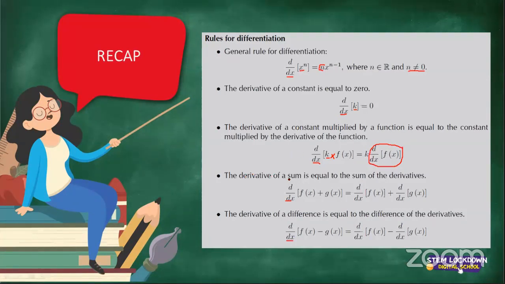And then we also have the derivative of a sum. If you have two functions, in this case f of x and g of x, and you're adding these functions, when you have to differentiate a sum, you simply differentiate the functions separately and you add them. Same thing applies for a difference. How do we know if it's a difference? The minus sign. If you are differentiating a difference, you differentiate the functions separately and you subtract them.